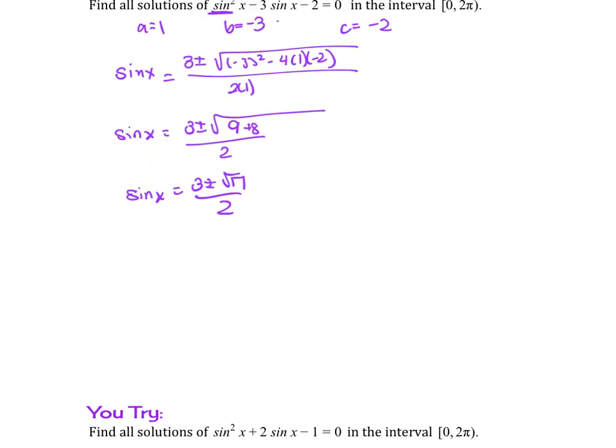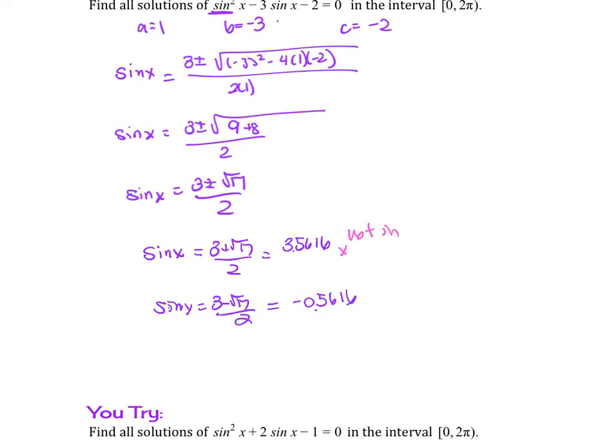We need to check to see that this is within the interval. So sine of x equals 3 plus root 17 over 2, and sine of x equals 3 minus root 17 over 2. 3 plus root 17 over 2, if you plug it into the calculator, you get 3.5616. And for 3 minus root 17 over 2, you get negative 0.5616. Now, the one that's 3.5616, that's not in the range of sine of x.